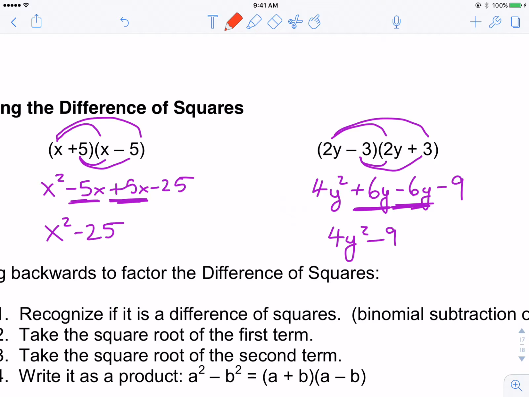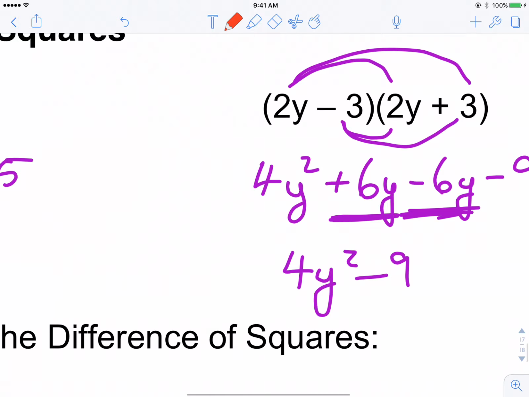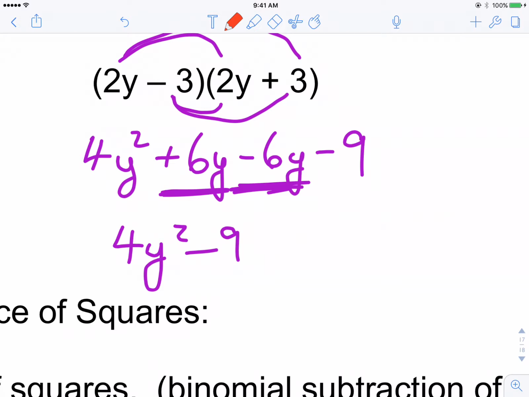Now the key here is to see a couple of similarities between these two types of questions. If I'm expanding x plus 5, x minus 5, the only thing different between the two is that one's a plus and one's a minus. And how does my question end up? Same with my second example, 2y minus 3, 2y plus 3. The only difference is this is a minus and this is a plus. How does my question end up?